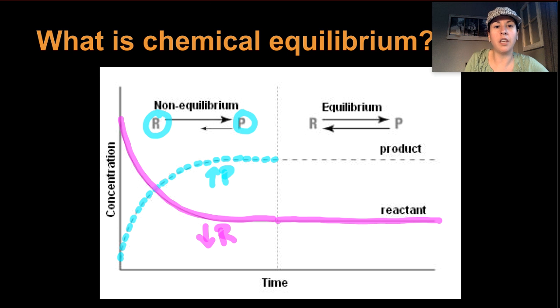And then we see that the products also do not change. So at that distinct point in time where we see the concentration of those two things no longer changes, we know that we're at equilibrium. And this is where we see the forward and the reverse reactions taking place at the same rate.